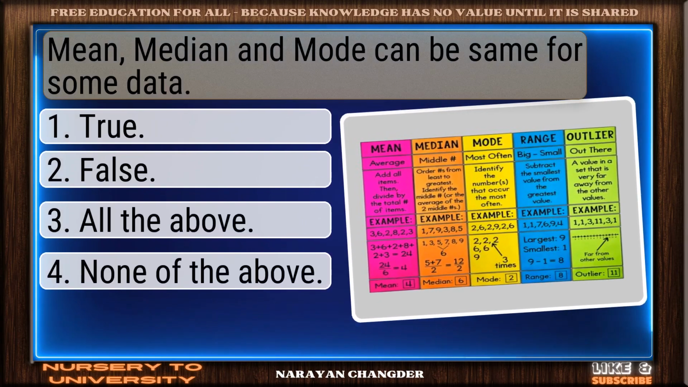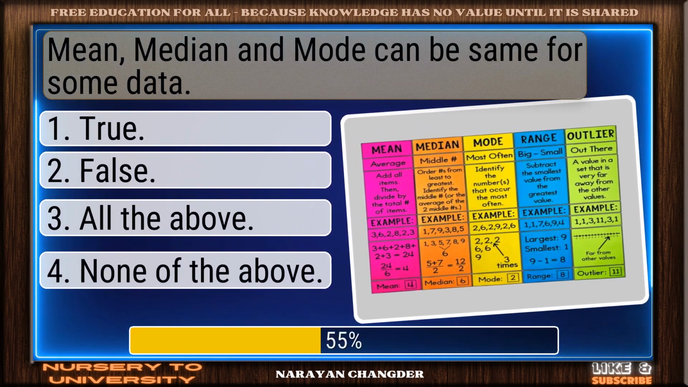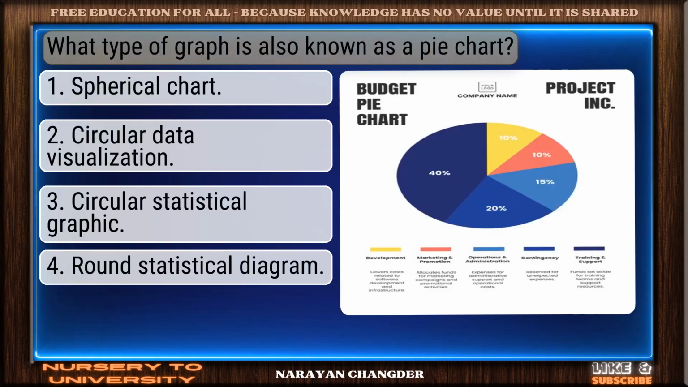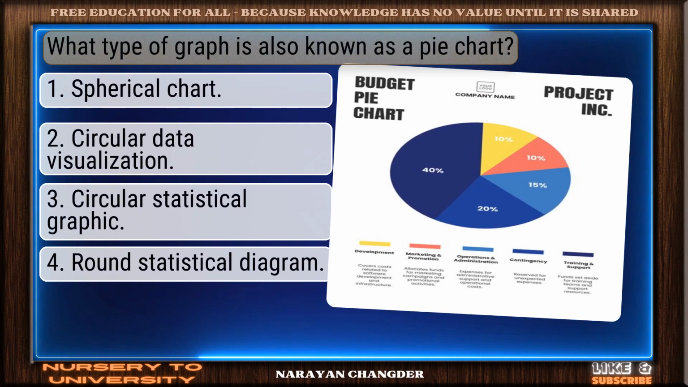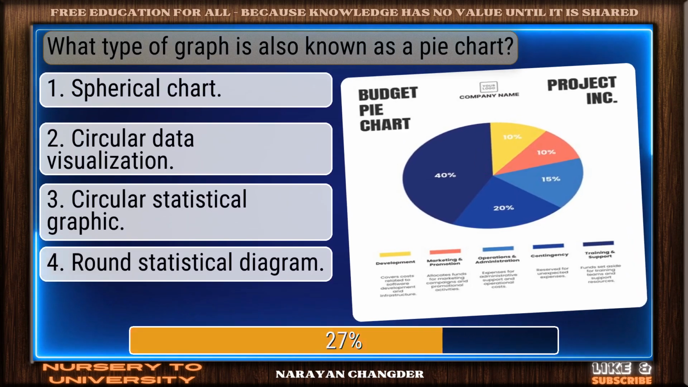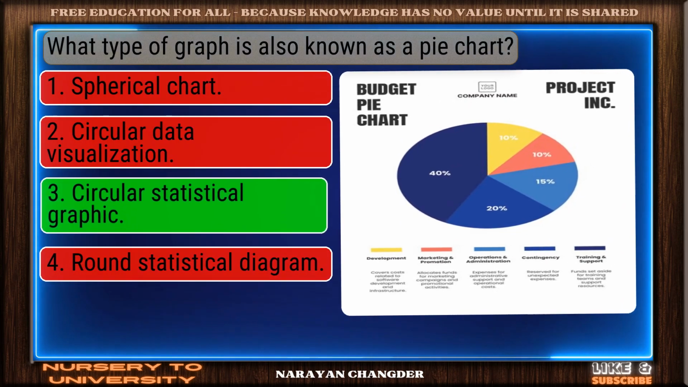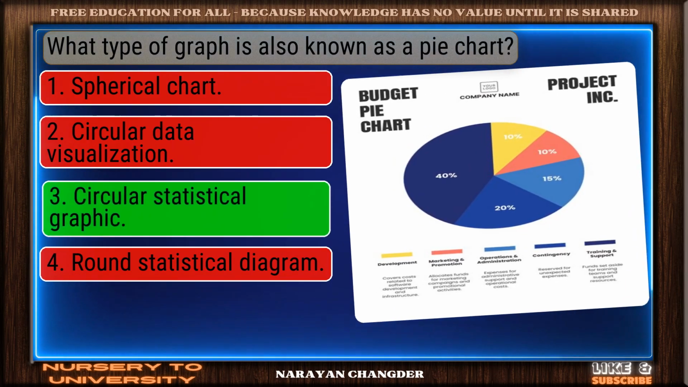Question number 187. Mean, median, and mode can be same for some data. Right again. True is a valid answer. Question number 188. What type of graph is also known as a pie chart? Correct response. Circular statistical graphic is the most accurate answer.